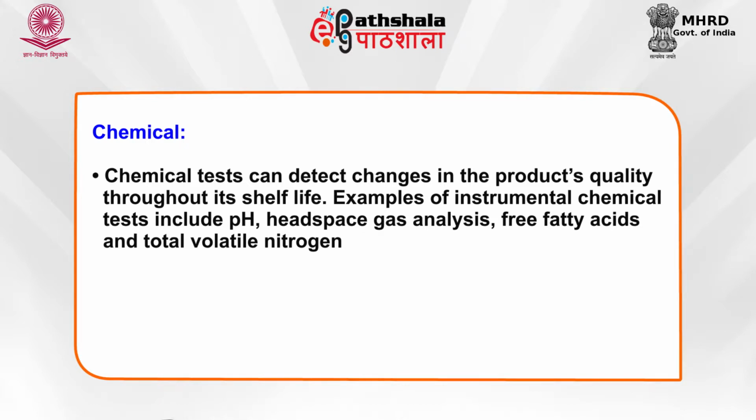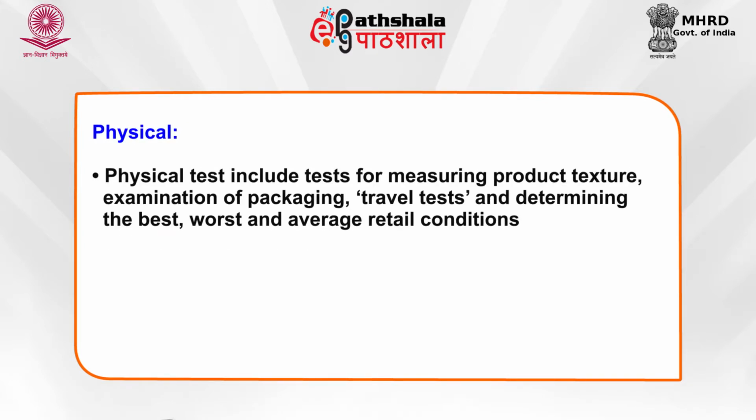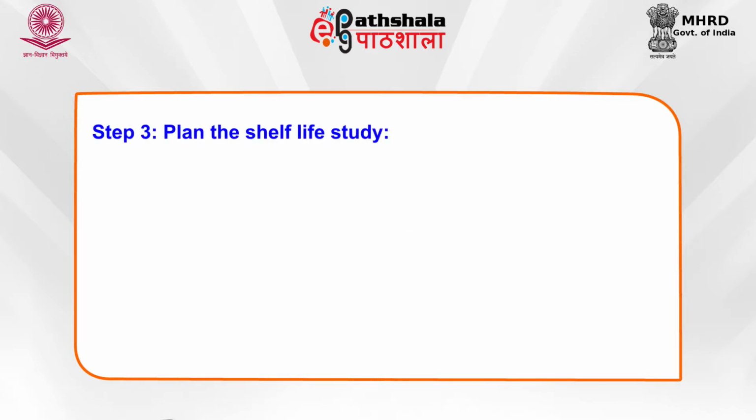And the next one is the chemical. Chemical tests can detect changes in the product's quality throughout its shelf life. Examples of instrumental chemical tests include pH, headspace gas analysis, free fatty acid and total volatile nitrogen. And the other one is the physical test. Physical tests include tests for measuring the product texture, examination of packaging, travel test and determining the best, worst and average retail conditions.